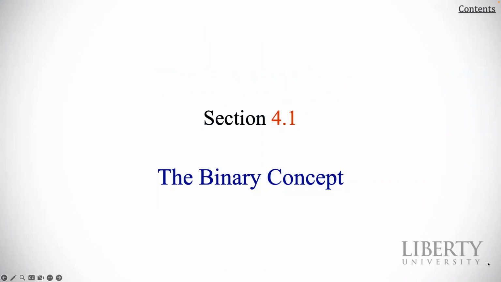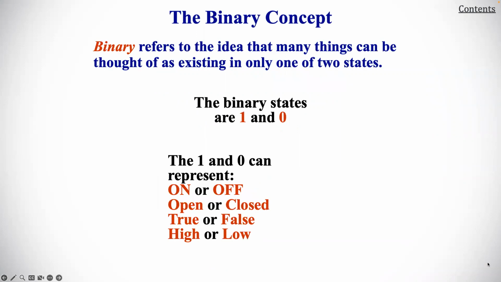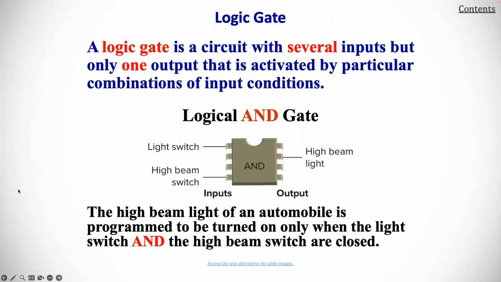Let's first think about the binary concept on which this is based. Binary refers to the idea that many things can be thought of as existing in only two states. The binary states are 1 and 0. So you can think of on or off, open or closed, true or false, high or low. These are the ways that it can be looked at.